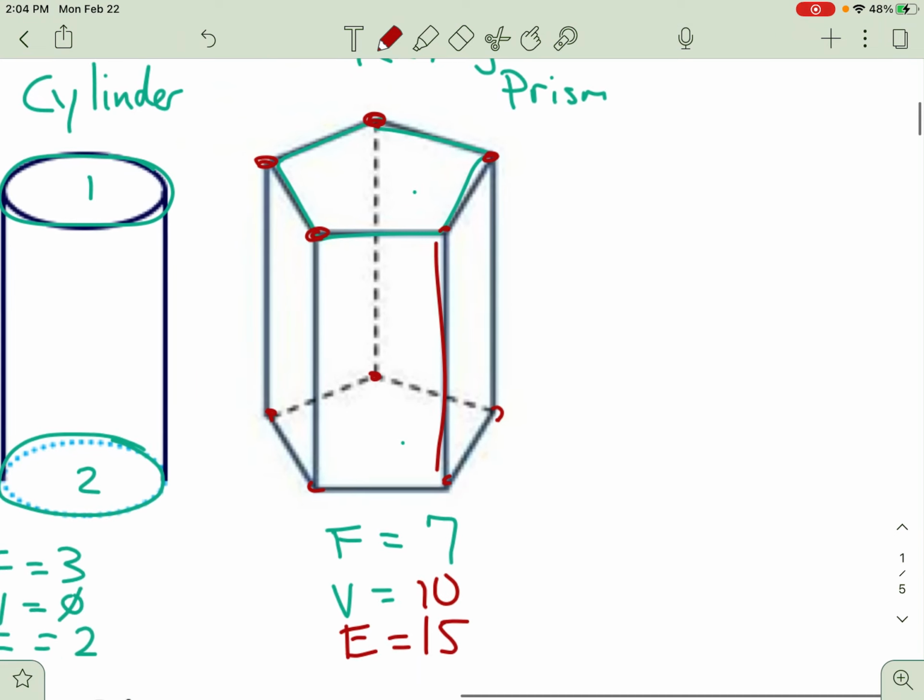So hopefully at this point you're getting a good idea. There is a formula to figure these out, or a pattern. The number of faces of any prism is you take the number of sides of the base and then you add 2.